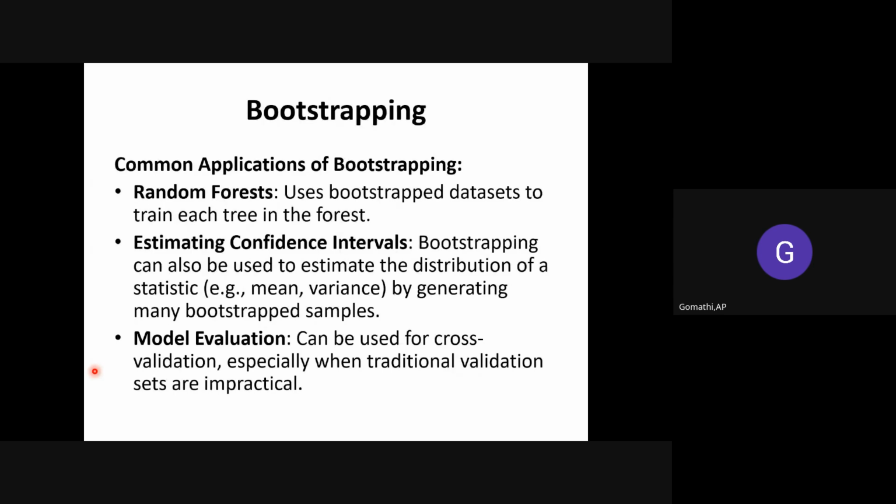Random forest, we can use it. It uses bootstrapped data sets to train each tree in the forest. Confidence intervals: bootstrapping is mainly used to estimate confidence intervals for model performance metrics like accuracy, precision, recall, and other statistics derived from the data set. So it is mainly to estimate the confidence intervals, because the main support for confidence intervals is the bootstrapping methodology.